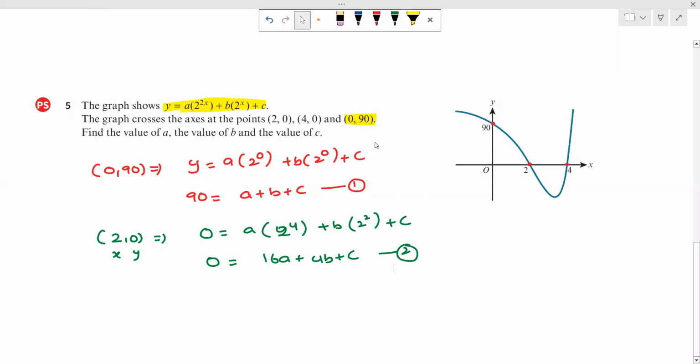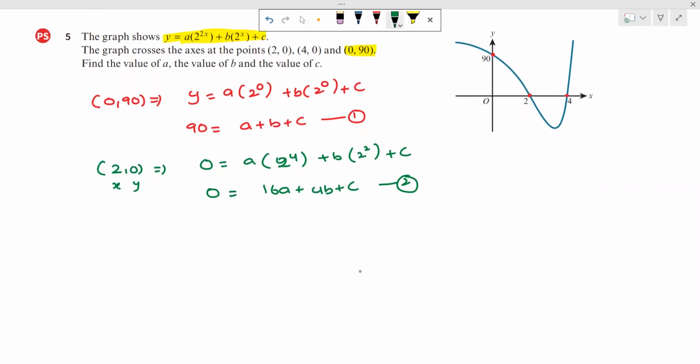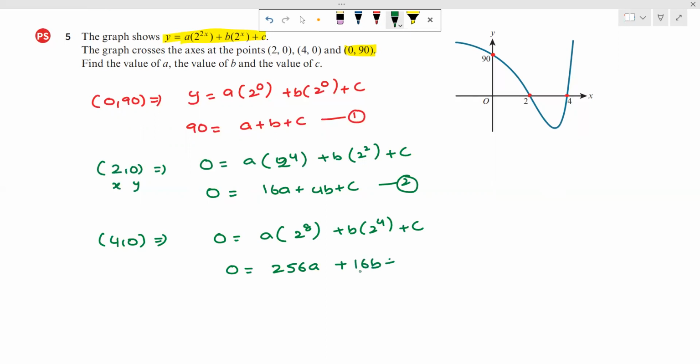In the same way, you substitute another point, (4, 0). So 0 equals a times 2 to the power of 4 times 2, which is 8, plus b times 2 to the power of 4, plus c. 2 to the power of 8 is 256, and 2 to the power of 4 is 16, so 256a plus 16b plus c. Let us assume this is the third equation. So you have to solve these simultaneous equations, and you will be getting the a, b, c values.